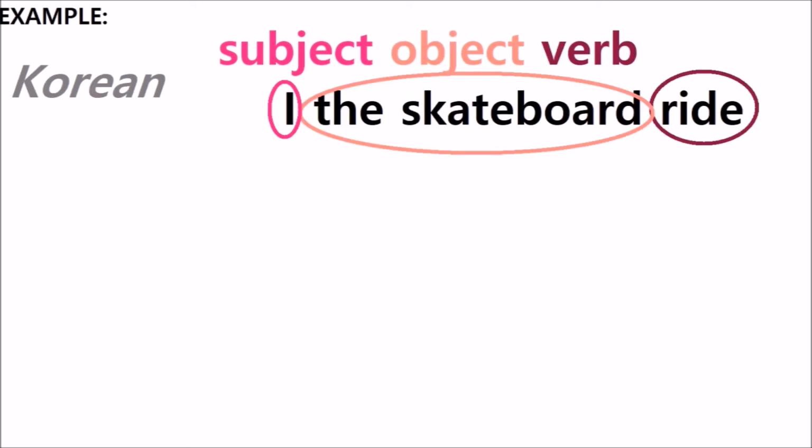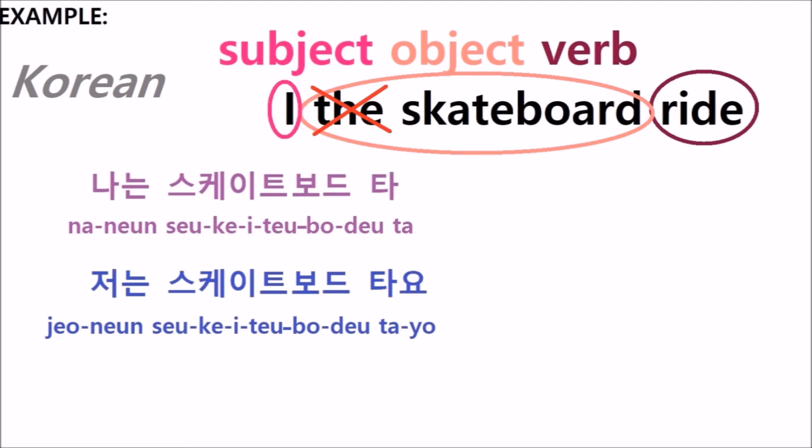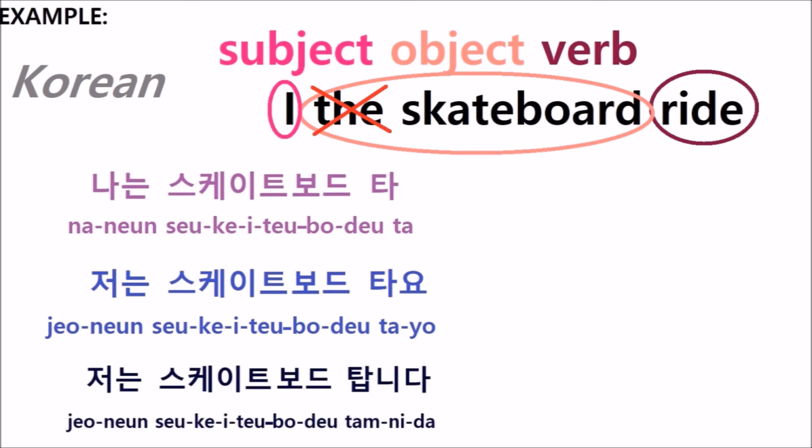Let's translate this into Korean. Let's start with the casual form and the 는 subject marker. 나는 스케이트보드 타. Check this out. Korean does not have a word for "the" or a word for "a", so it's literally translated as "I skateboard ride". Let's do the polite form. 저는 스케이트보드 타요. And the formal form. 저는 스케이트보드 탑니다.